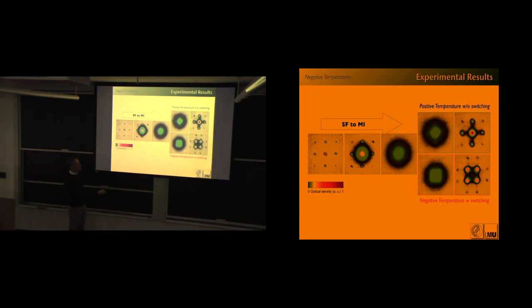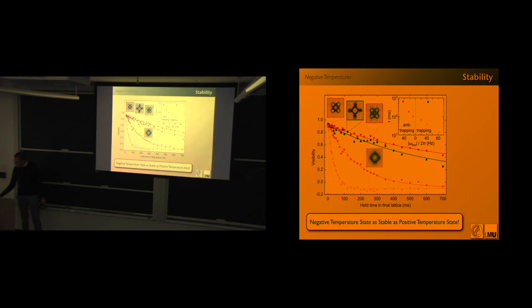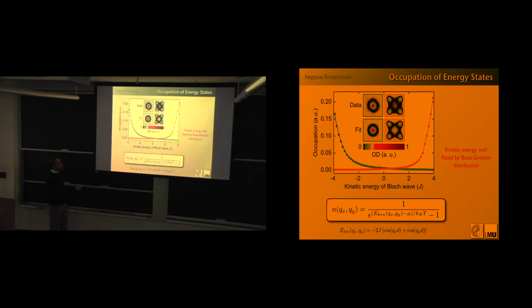And from this momentum distribution, I can actually fit the temperature of the system. I can just take those pictures and use my standard statistical physics formula, the Bose-Einstein distribution. For the positive temperatures, as you see, it fits beautifully, and I can determine the temperature. And for the negative temperature state, it also fits, but with a negative temperature. In this case, it turns out to be about minus 2.2 nanokelvin in the system.